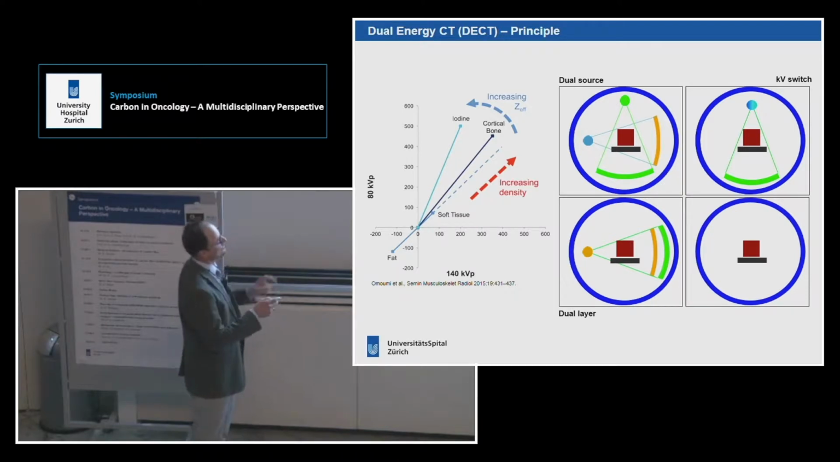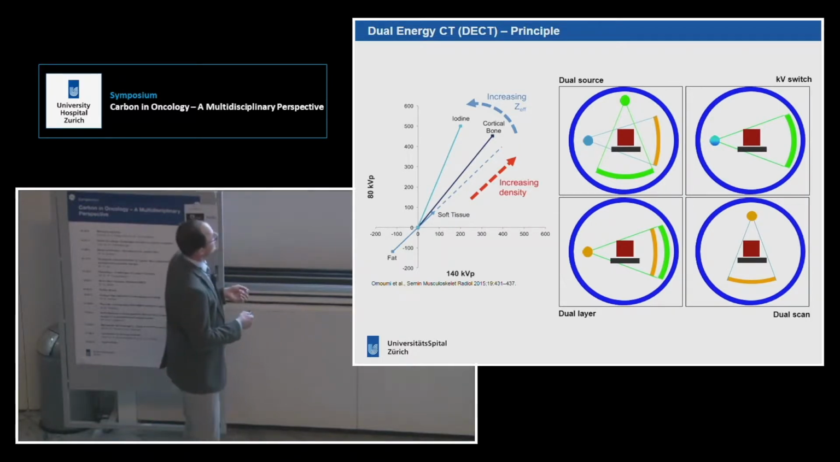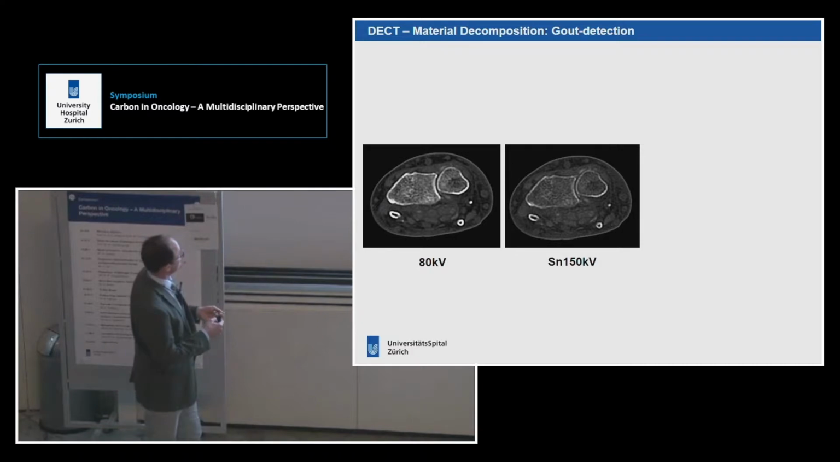There's others which switch the kV very fast while rotating around the object. And there's other designs where we have a dual scan, just doing the scan twice. And this is what comes out. You have the 80 kV image, you have the tin filtered 150 kV, and obviously there's not much of a difference if you just look at the images themselves.